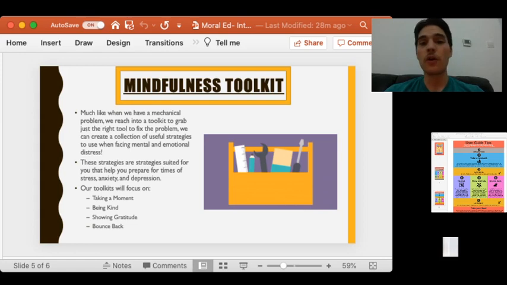You're going to read through all of these, right? So this toolkit is going to give us strategies that help you when you're stressed or anxious or depressed, because life is difficult, so we need to have a toolkit ready to help us. We're focusing obviously on the four: taking a moment, being kind, showing gratitude, and resiliency, or bouncing back.